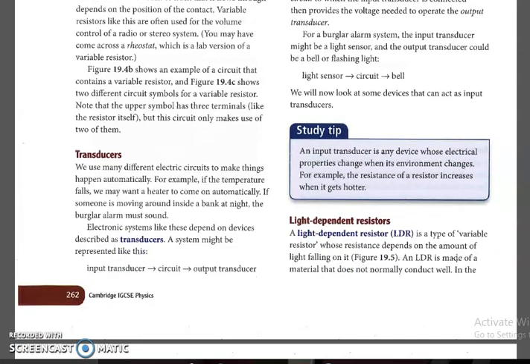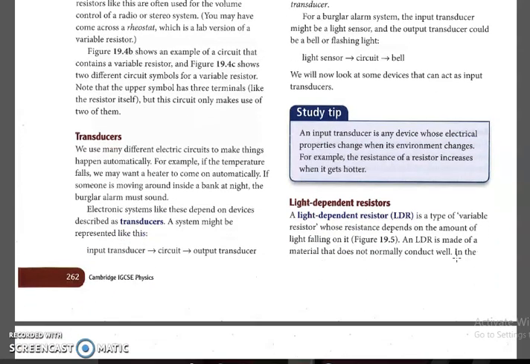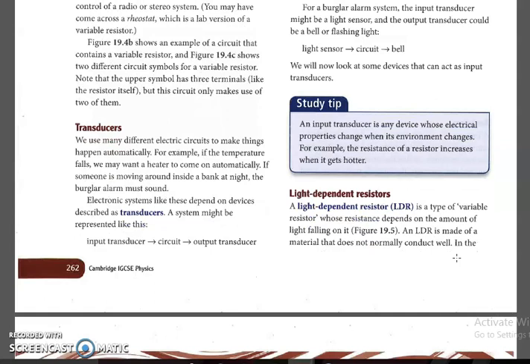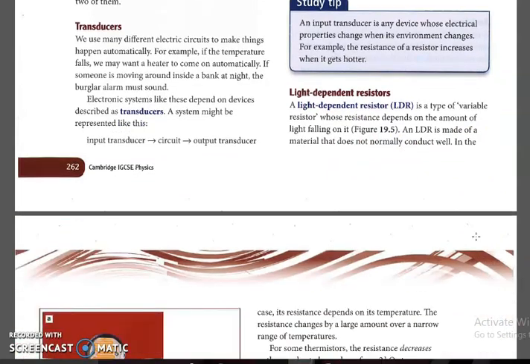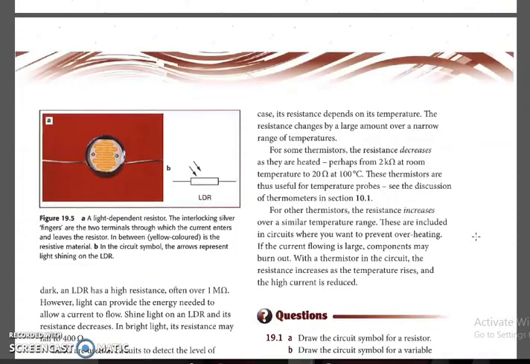Next is the light dependent resistor. A light dependent resistor is a variable resistor. Okay, a variable resistor, the word itself we can recognize it. A light dependent resistor is a resistor which depends on light. Here an LDR is made of a material that does not normally conduct well. We know that resistance is something which makes an obstacle to the current.